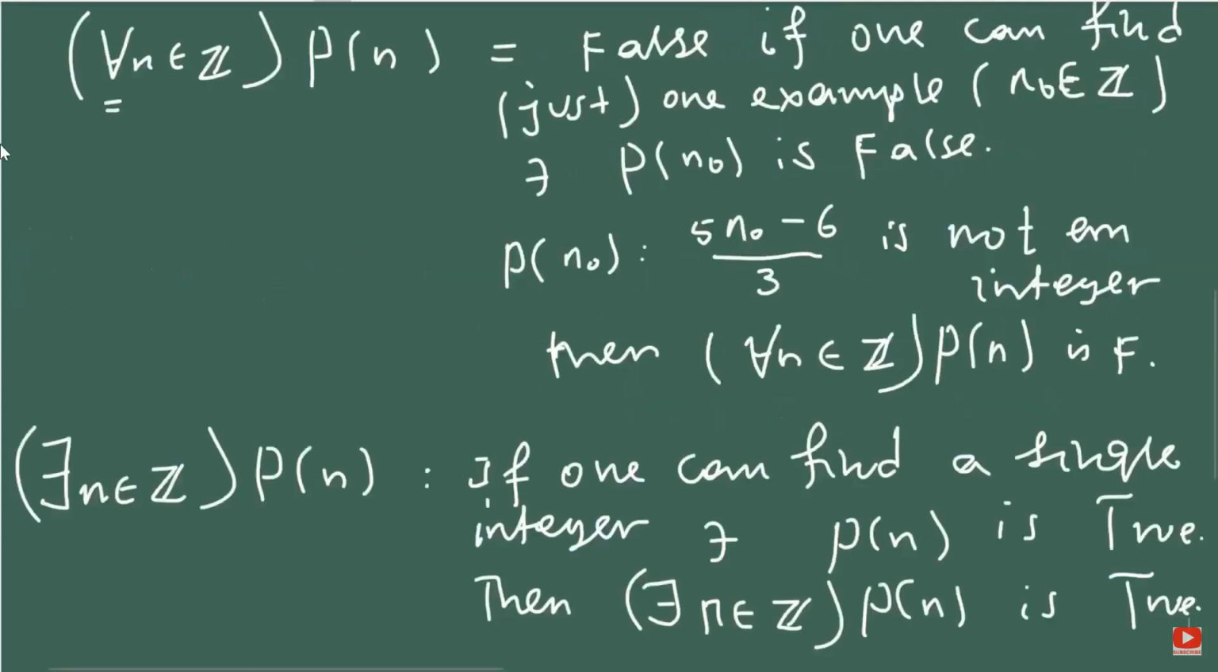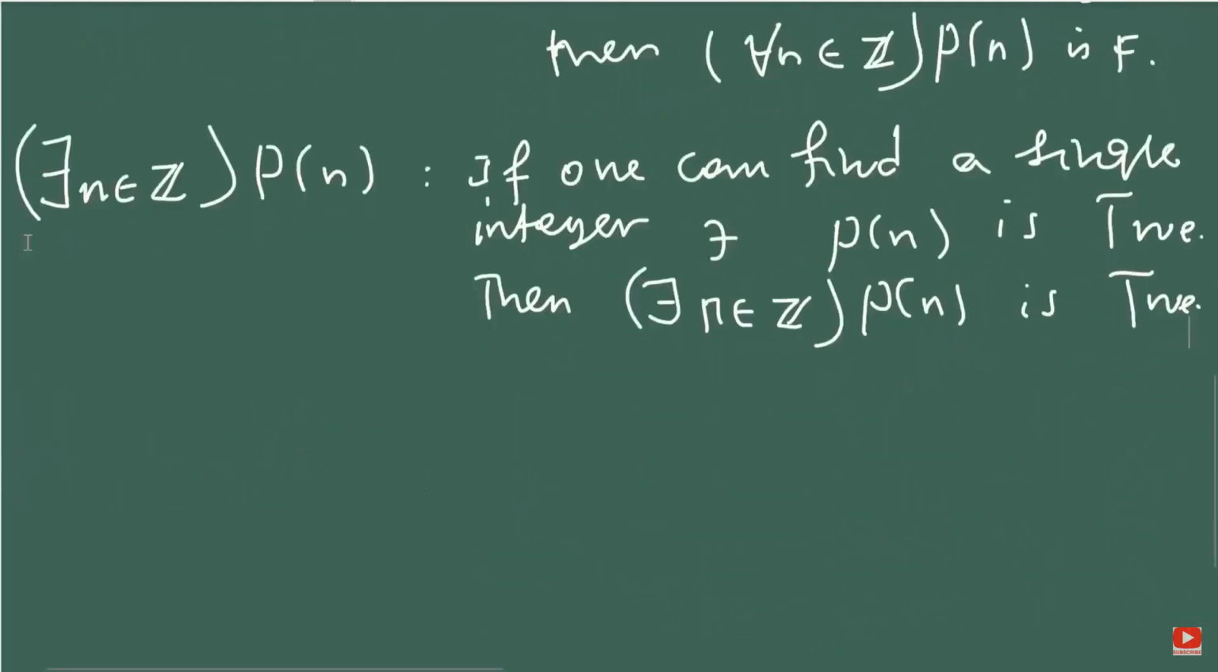You should see the difference between the two. The first is the universal quantifier. The universal quantifier is false if we find one example in the given domain that makes the statement false; then the universal quantifier is entirely false. On the other hand, the existential quantifier will be true if you can find a single example which can make the proposition true.